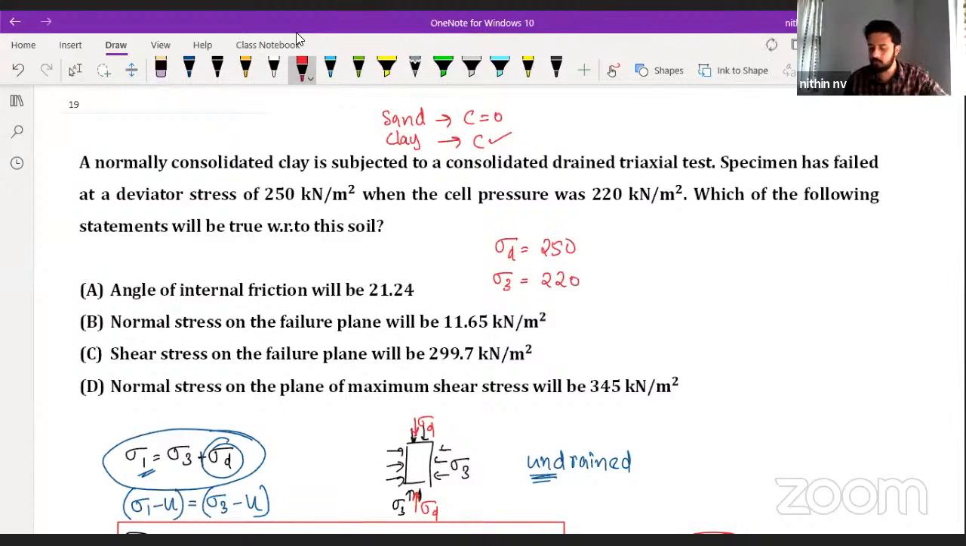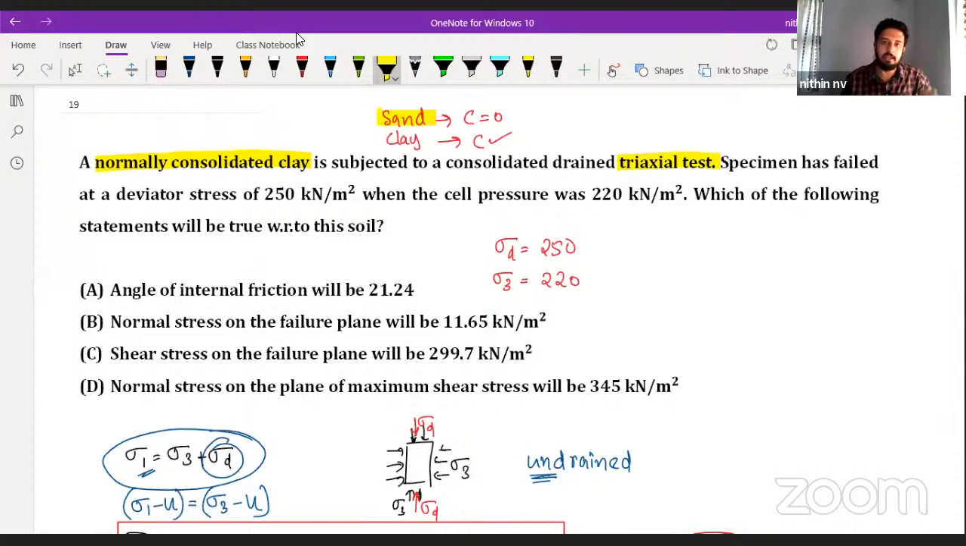C value, yes, very good. This is another point you have to remember: normally consolidated clay. If it is an over consolidated clay, then definitely a C value is there. For a normally consolidated clay, practically it does have a cohesion value, but in a triaxial test, a normally consolidated clay will act like a sand.